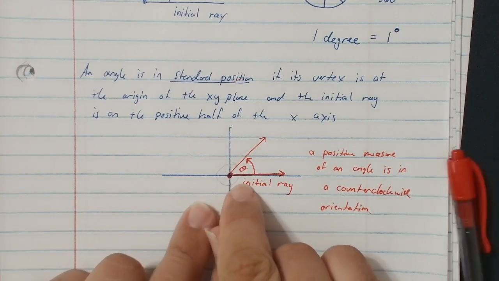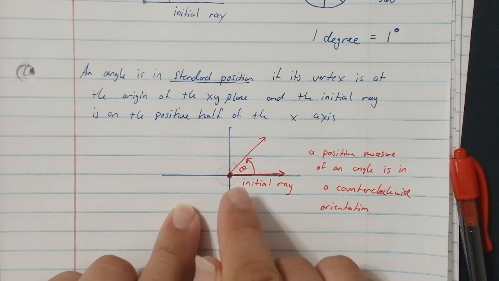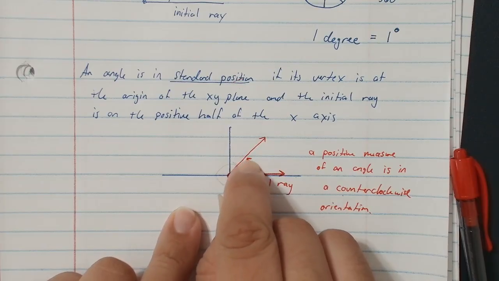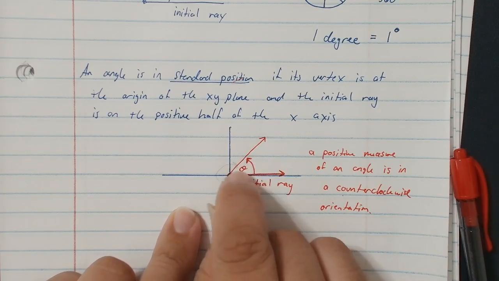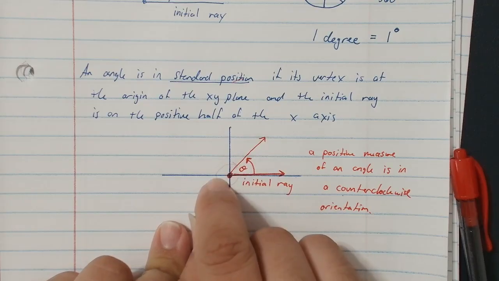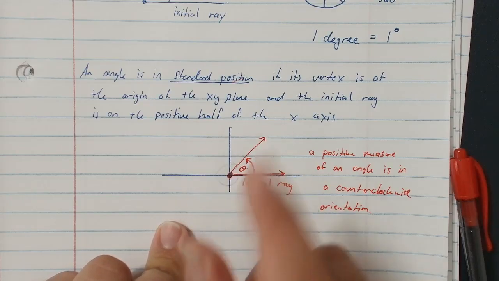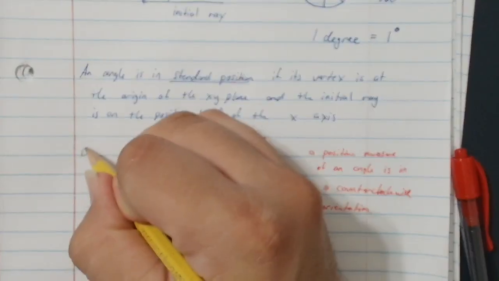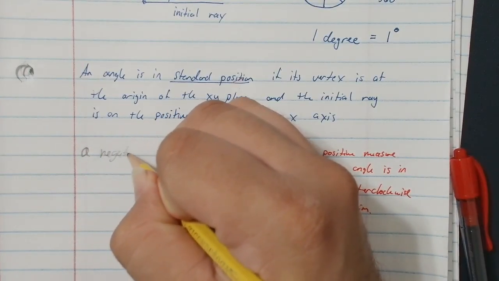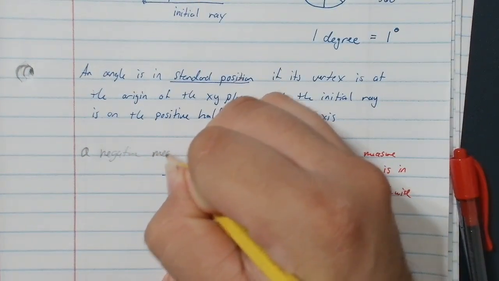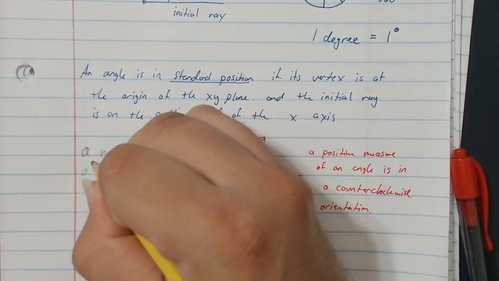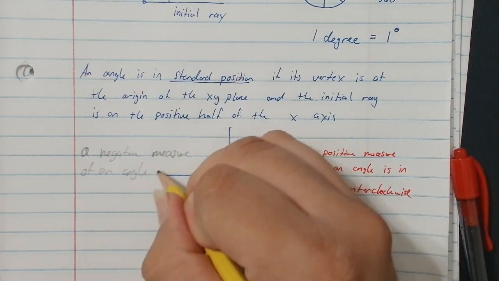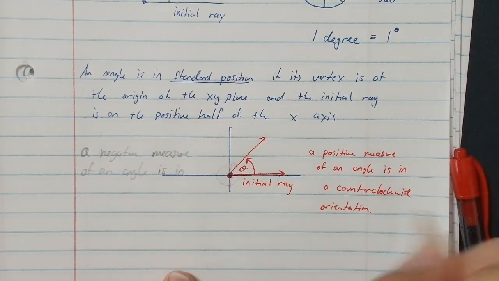And you say, well, does that mean I can never do it this way? You can. That would just be a negative measure. So for example, an angle like this would be 10 degrees, 20 degrees, 40 degrees, 72 degrees. An angle like this would be negative 100 degrees, negative 120, negative 175. It would be a negative measure. So here, a negative measure of an angle is in the clockwise orientation.